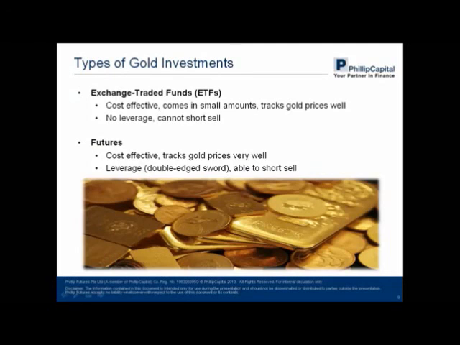However, gold futures typically come in large denominations. For example, the benchmark COMEX gold future has a contract size of 100 troy ounces. So the value of one contract at current prices is about $132,000.